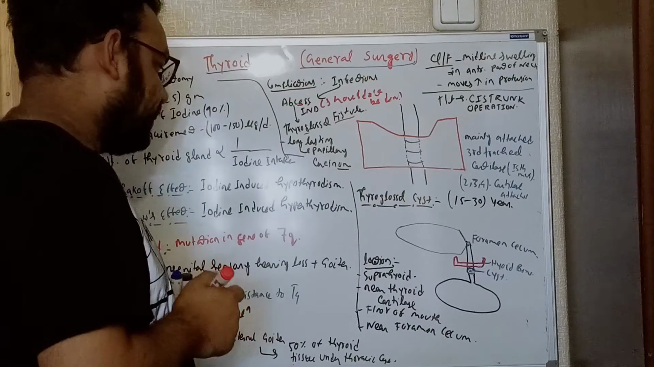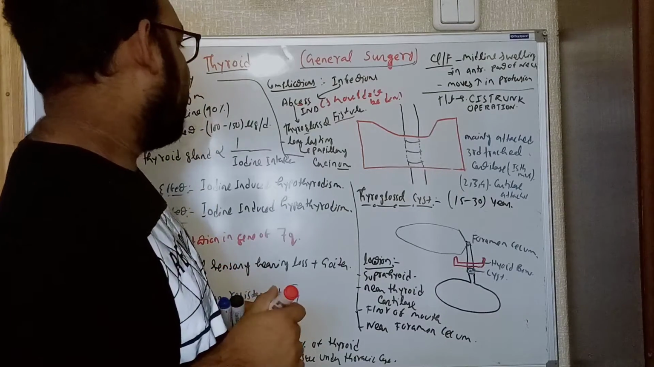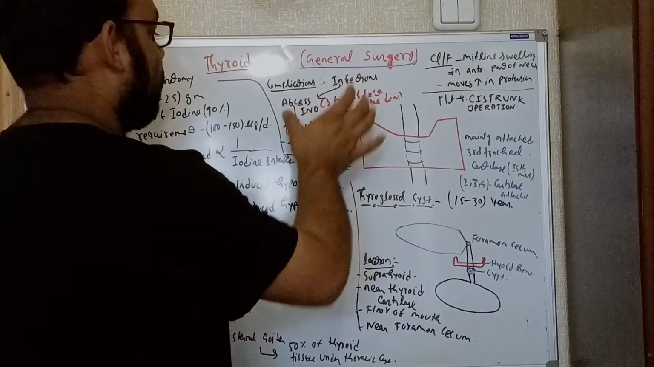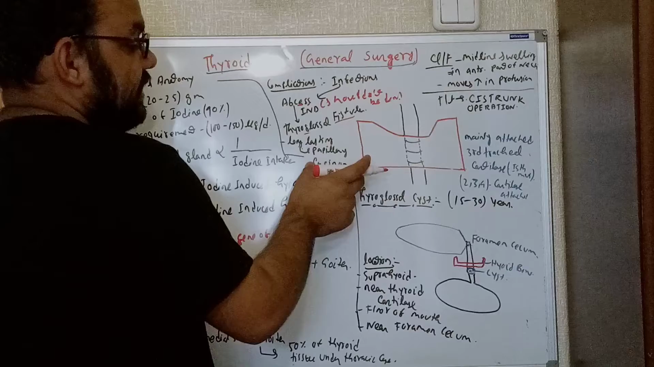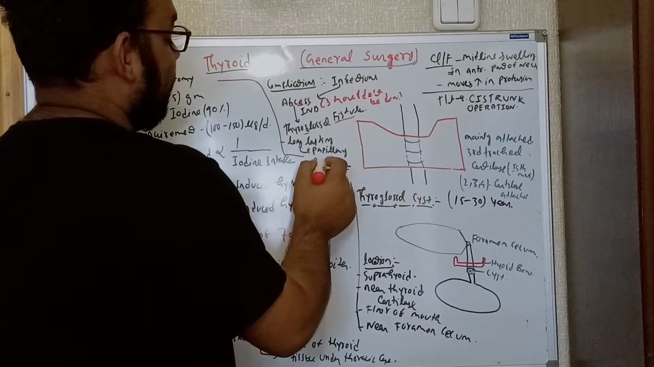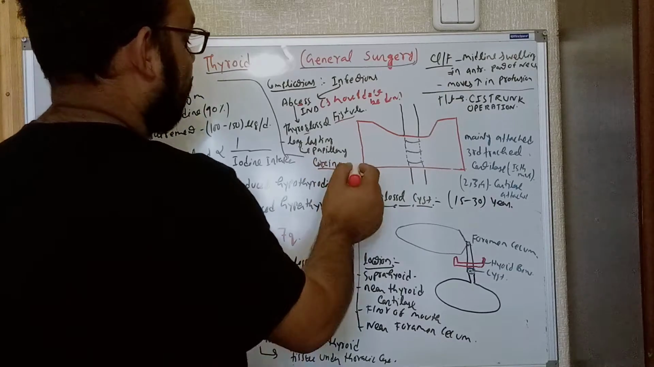Another complication is that if the thyroglossal cyst is long-standing, it can cause papillary carcinoma. Okay, that's the main problem over here.